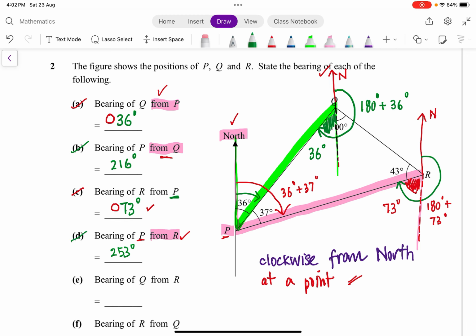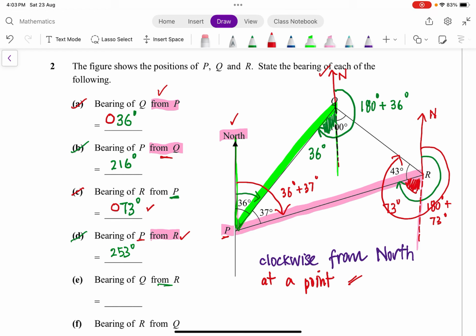Over here, if you take a look at parts C and D, we do need our knowledge of alternate angles to be applied in order to find the bearing. Now let's take a look at part E. Part E needs us to find the bearing of Q from R. So again, we want to measure the angle from R. Now it's bearing of Q, which means what we want is, from this north line, clockwise, all the way until it touches the line joining Q and R.